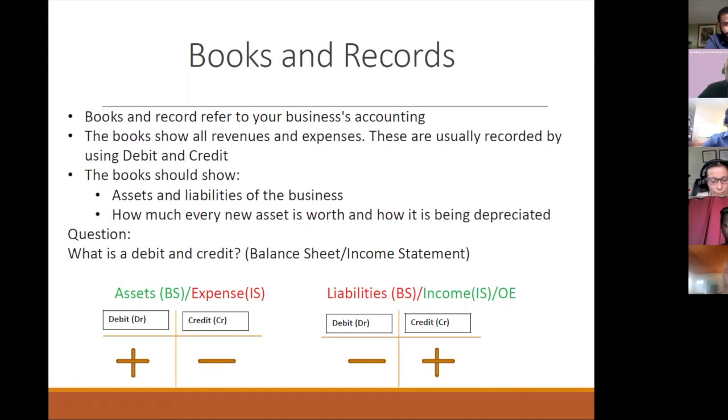Let's look at your books. Don't follow the bank's books. When you want to increase an asset, you debit it. You see the plus sign: assets, debit, plus, it goes up. So when cash is coming in, what do you do? You debit it. If you have cash of $500 coming in, you debit your cash.